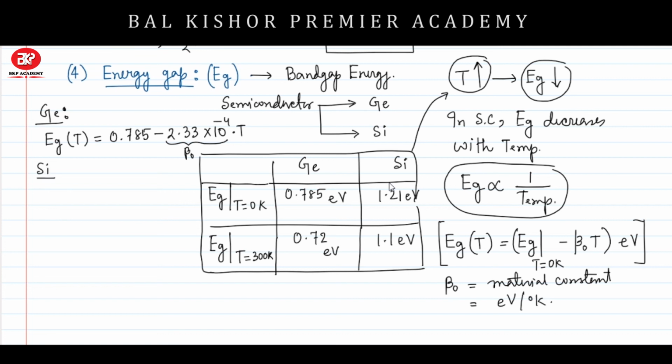Similarly, for silicon, we can write this equation as Eg at capital T will be 1.21 minus 3.6 into 10 to the power minus 4 into capital T. So this 3.6 into 10 to the power minus 4 is the beta 0 value for silicon. So all these data are practical data. So this is all about the preliminary topics of electronic devices.